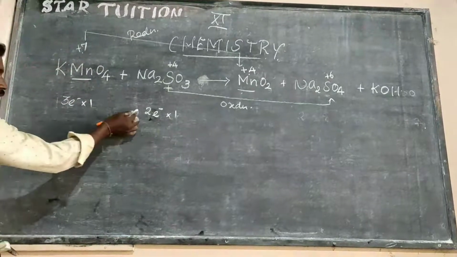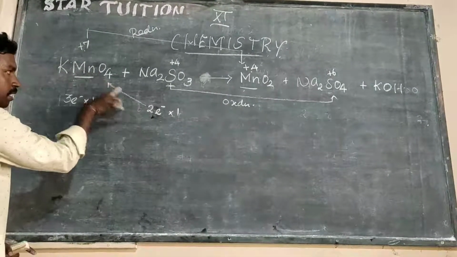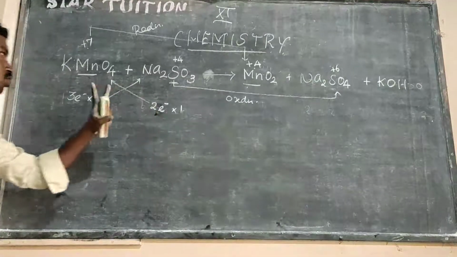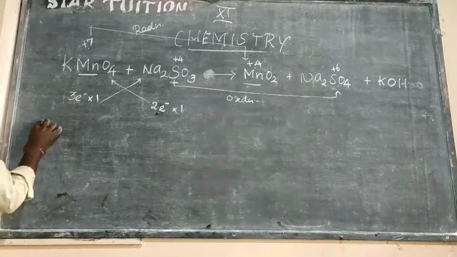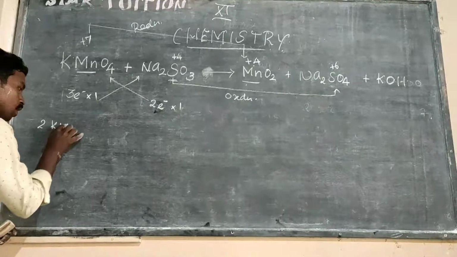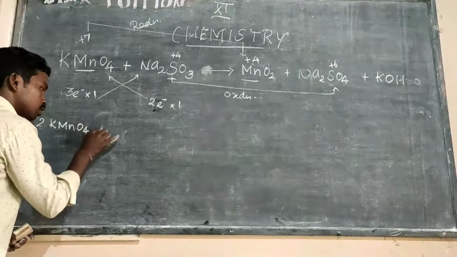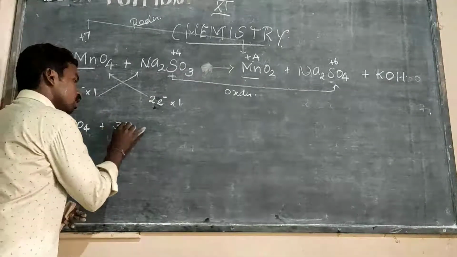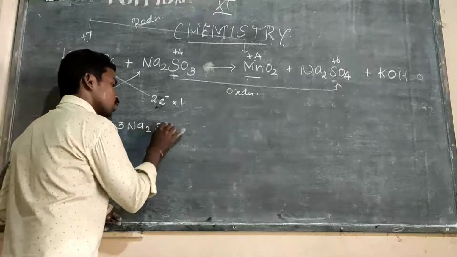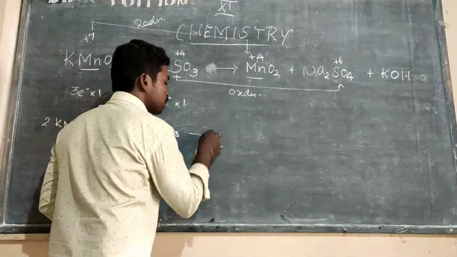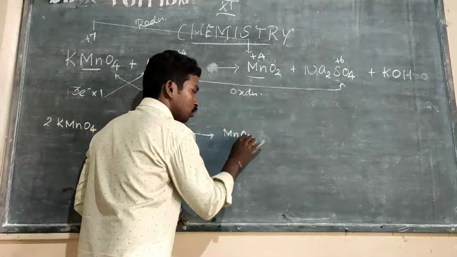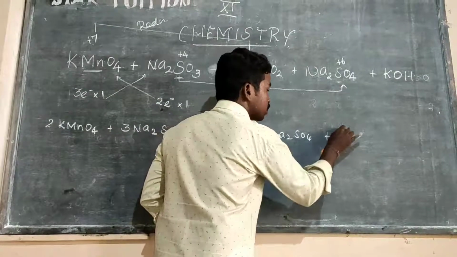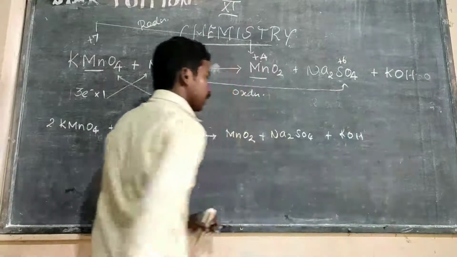Now we can do the crisscross multiplication. This number is multiplied here, whereas this number is multiplied here. 2 into 1 means 2. So this equation will be converted into 2KMnO4, 2 molecules of potassium permanganate, plus 1 into 3 means 3Na2SO3, which gives MnO2 plus Na2SO4 plus KOH.